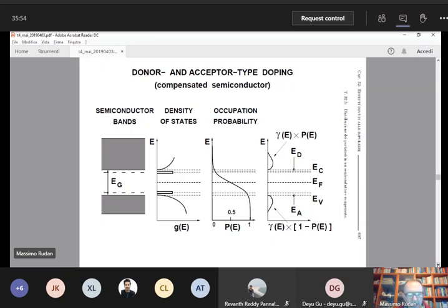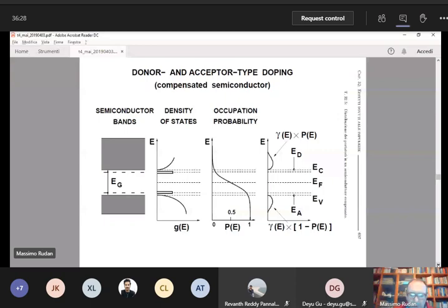Okay, we shall see by calculation if the donor type doping prevails, so if the concentration of it is the largest, then the Fermi level will be in the upper part of the gap. If instead the acceptor type concentration will be the largest, the Fermi level will be in the lower part of the gap.